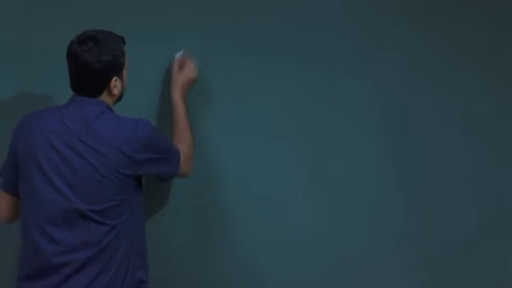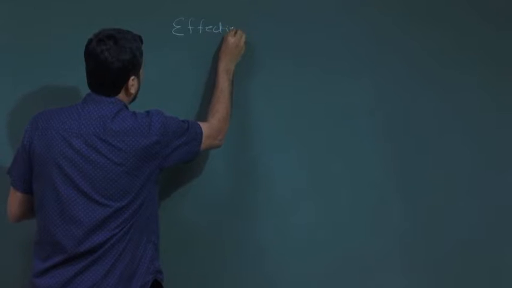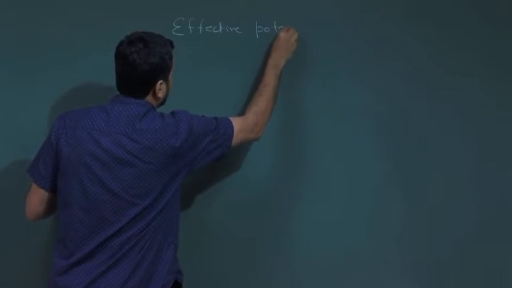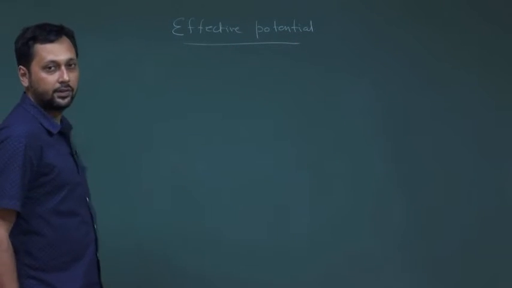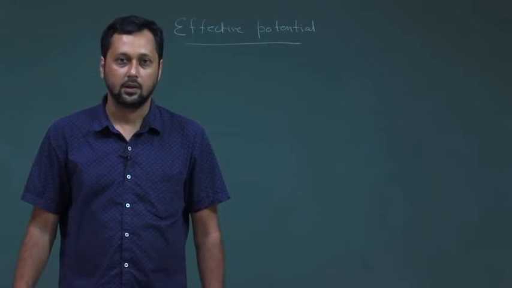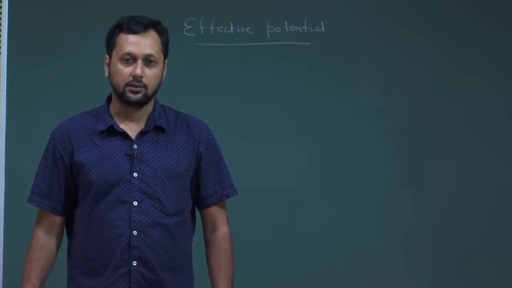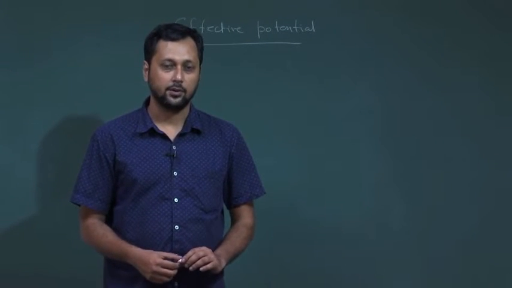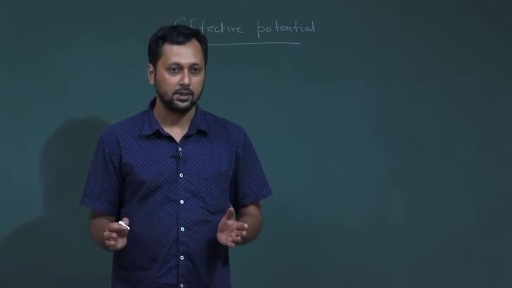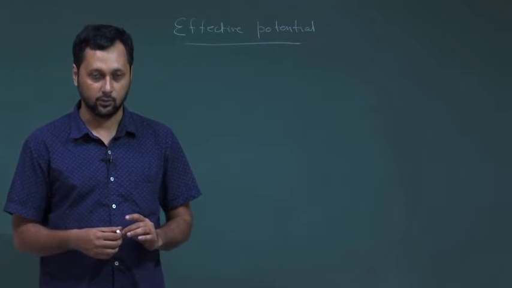So, we continue our discussion on central forces, and today's topic is effective potential. Yesterday's class we have seen that there could be many different types of motion in an effective potential, and that was a very general discussion to begin with. We have seen that there could be scattering phenomena, there could be a bound orbit, but strictly speaking a bound orbit does not necessarily mean it is a closed orbit.